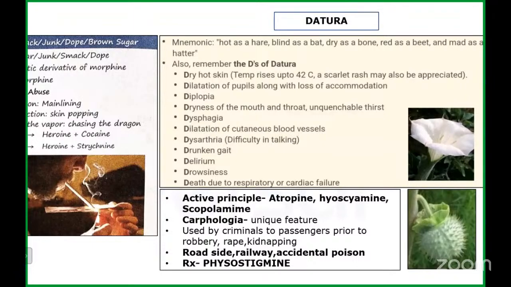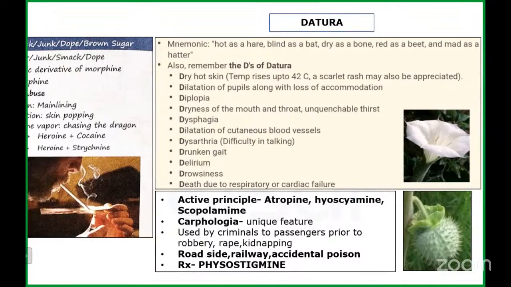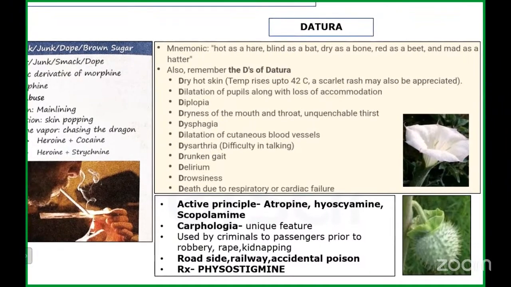We remember the clinical features of Datura by this age-old mnemonic. It's called hot as a hare, blind as a bat, dry as a bone, red as a beet, and mad as an otter. So basically, there's a serious parasympathetic oversurge, a lot of acetylcholine being released that will lead to dry, hot skin. The temperature rises up to almost 42 degrees Celsius. You can find a red rash on the body. There is going to be a dilatation of the pupils. There's going to be loss of accommodation, diplopia, dryness of the mouth and throat, dysphagia, dysarthria, delirium, drowsiness, and death ultimately due to respiratory or cardiac failure.